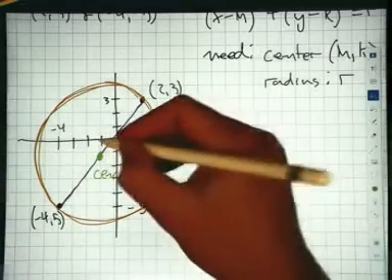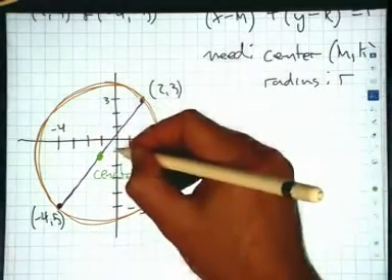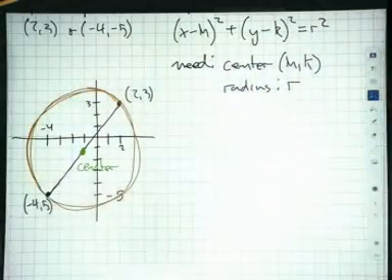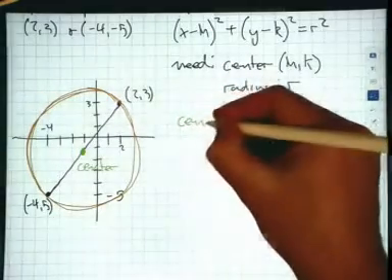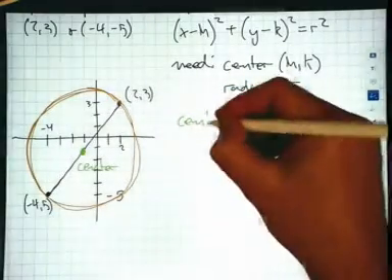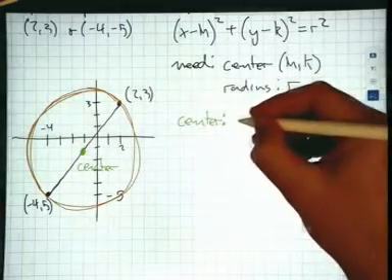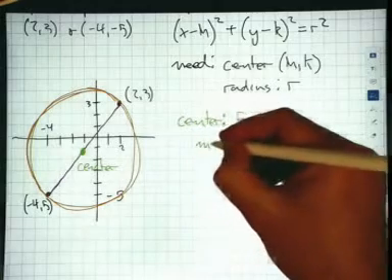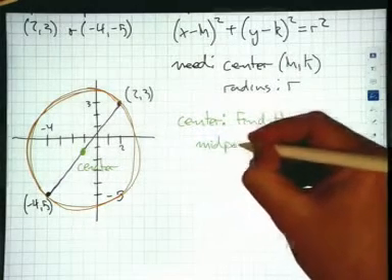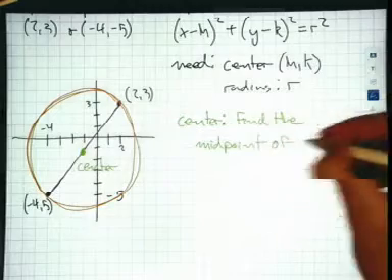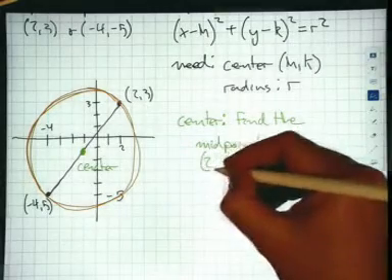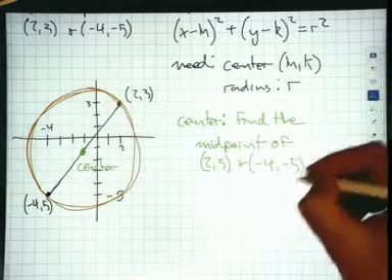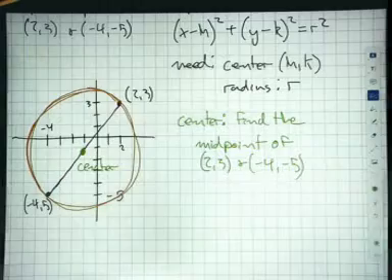It could be at -1.2 and -1.35. We don't know that exactly. So we've got to find this exactly. So how am I going to go through and find the center? I'm going to find the midpoint of my endpoints, 2, 3, and -4, -5.